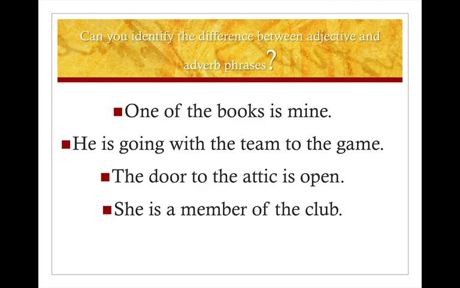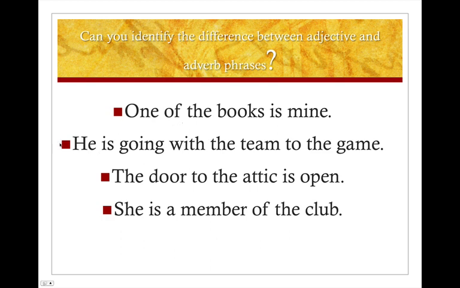Can you identify the difference between adjective and adverb phrases here? I'll try using my pointer. Of the books in the first sentence. Of is the preposition, books, the object of the preposition. The entire phrase modifies the word one, so that is an adjective phrase.